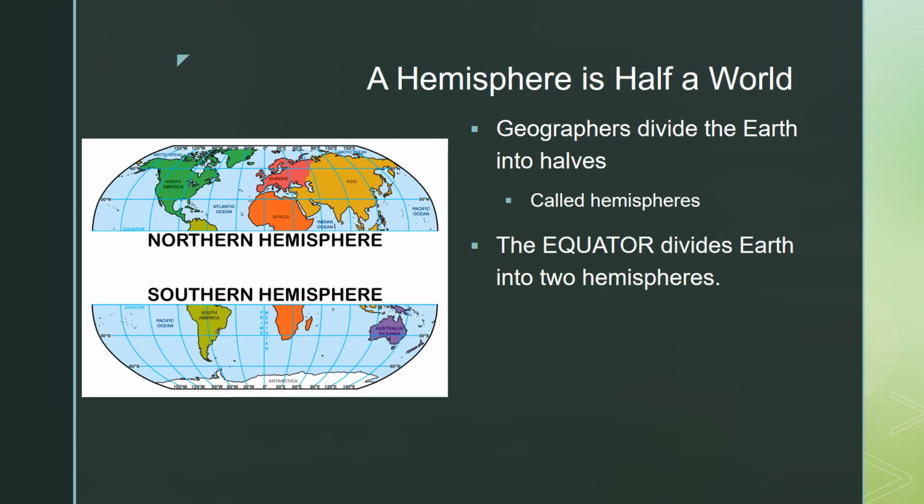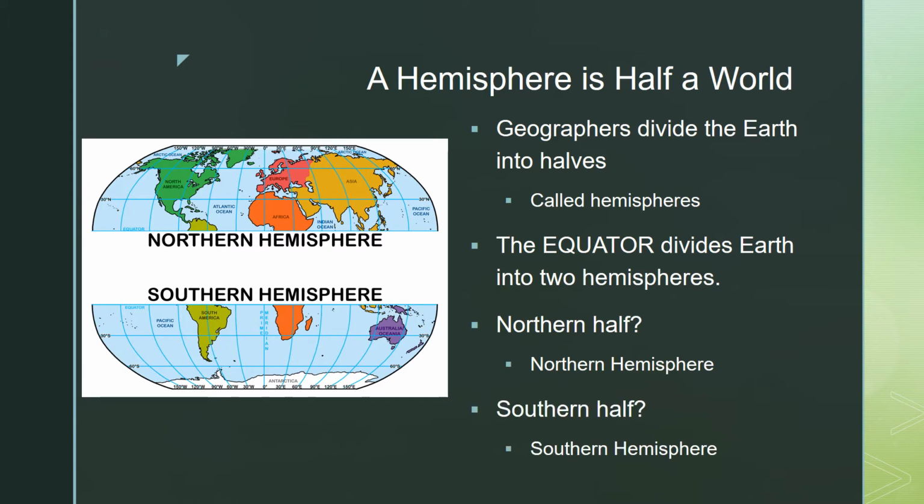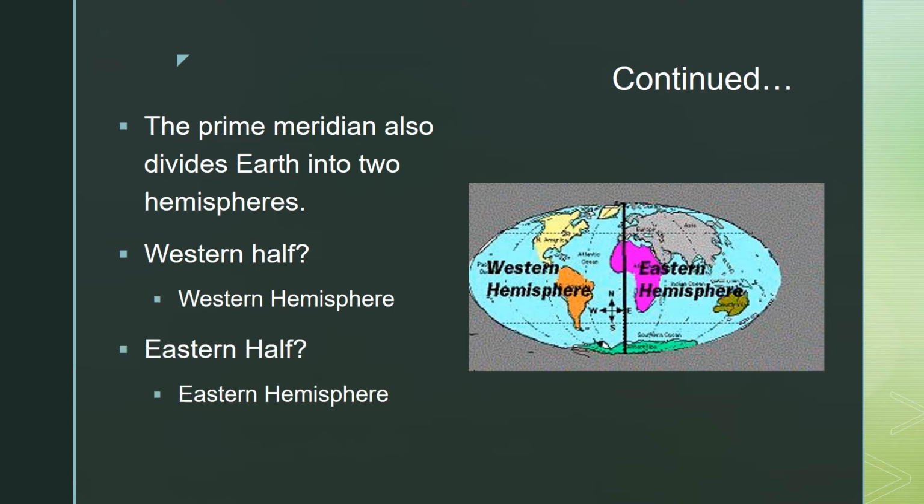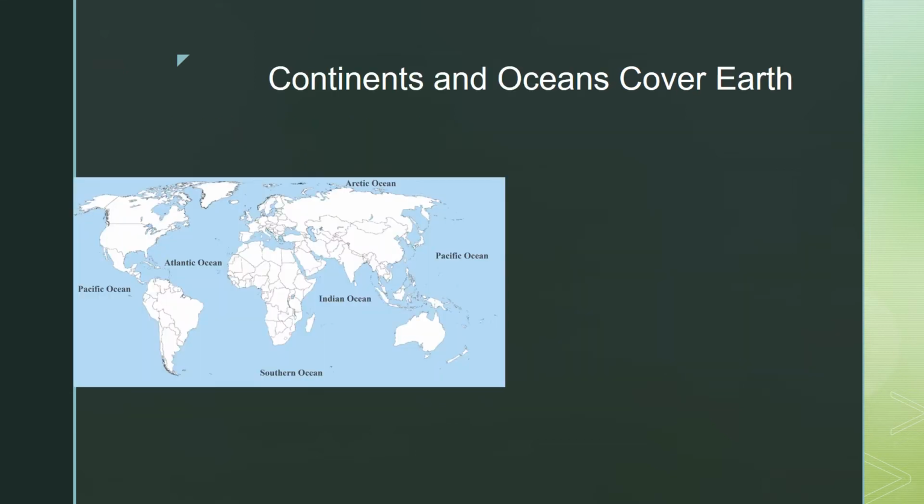The equator divides Earth into two different hemispheres. The northern half is called the northern hemisphere, and the southern half is called the southern hemisphere. The prime meridian also divides Earth into two hemispheres. The western half is the western hemisphere, and you guessed it, the eastern half is called the eastern hemisphere. So there are four different hemispheres that geographers have created. They are the northern hemisphere, the southern hemisphere, the western hemisphere, and the eastern hemisphere.